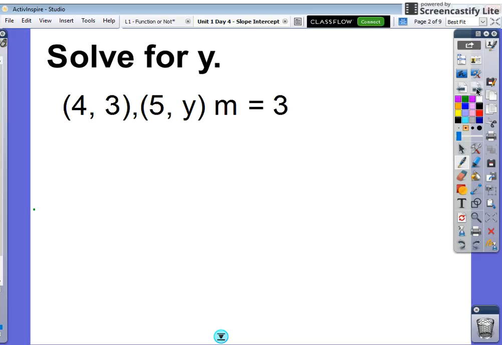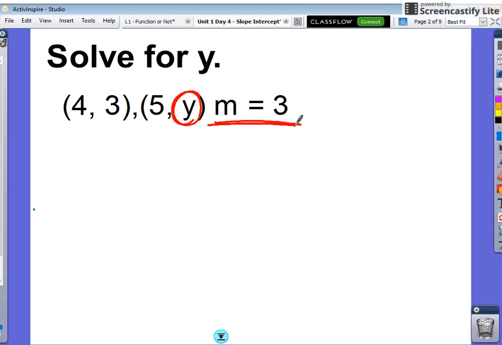So for number four, what it's asking us to do is find this y value, but we're going to have to work this backward. The slope is already given. So what we do is we set this up using our slope formula. Remember, if you've forgotten, m equals y2 minus y1 all divided by x2 minus x1. So we're now going to work this backwards by plugging in what we know.